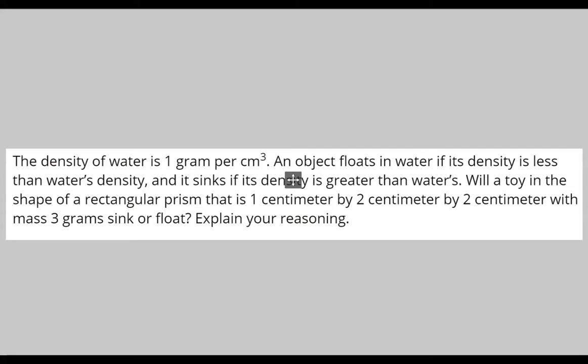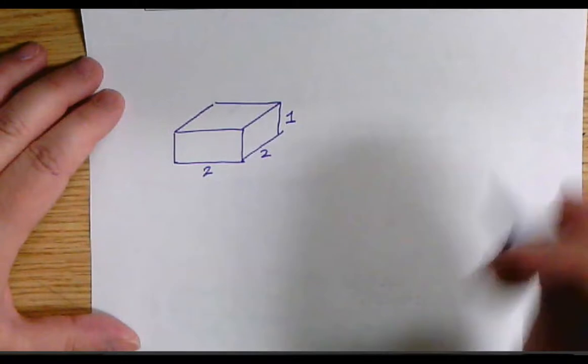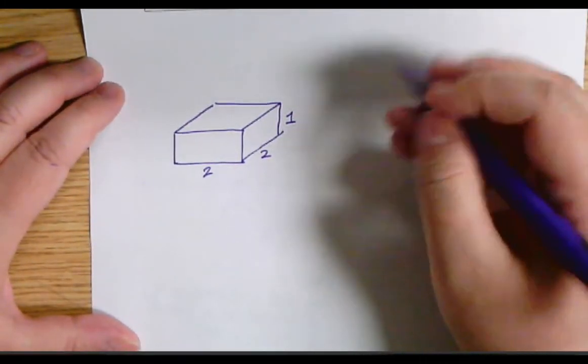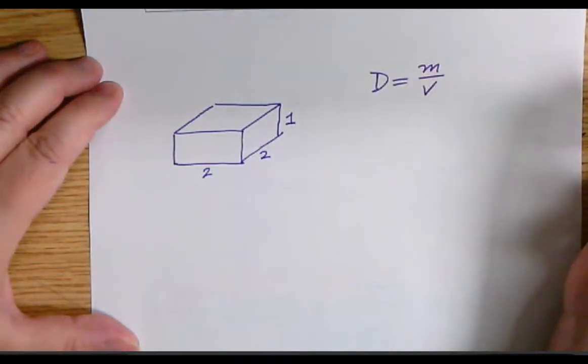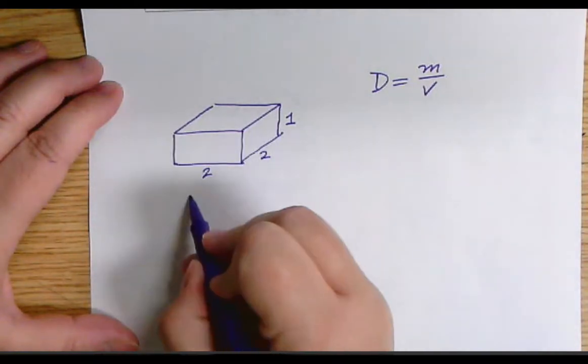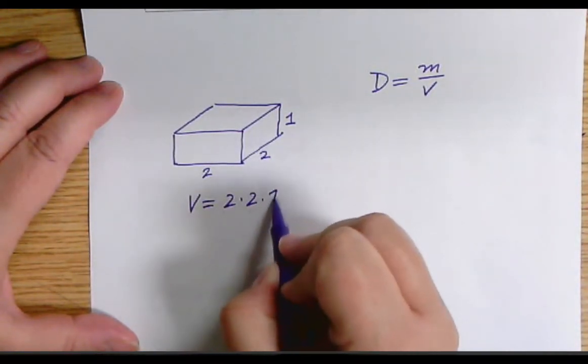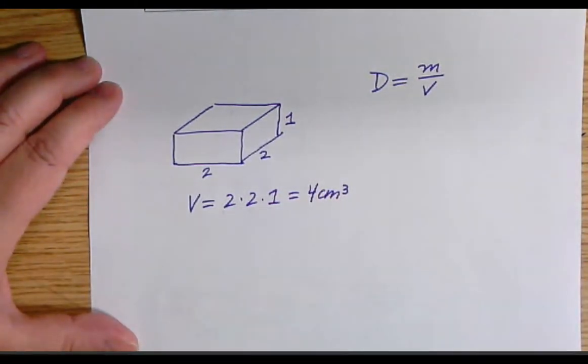Okay, so first thing I need to figure out is what this little toy looks like. 1 centimeter by 2 centimeters by 2 centimeters. It looks like this. Okay. So since we were told the mass, we know that we're going to be using this formula for density, the one that talks about mass versus volume. So I need to find the volume of the toy. So the volume is 2 by 2 by 1, which is 4. And I believe it was centimeters, so that would be cubic centimeters.